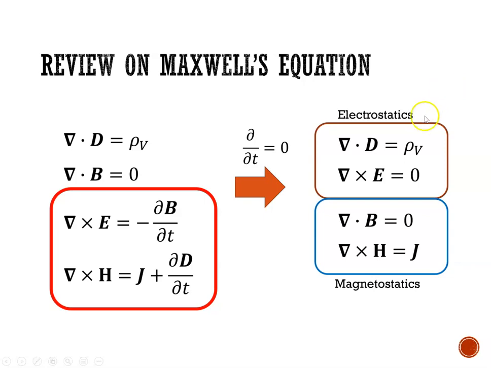So for electrostatics, we find the electric flux and also the electric field intensity. And for magnetostatics, we have B, which is the magnetic flux, and also the magnetic field.